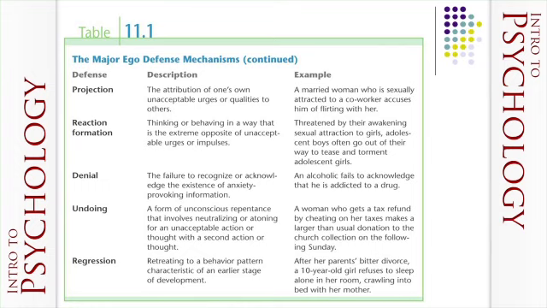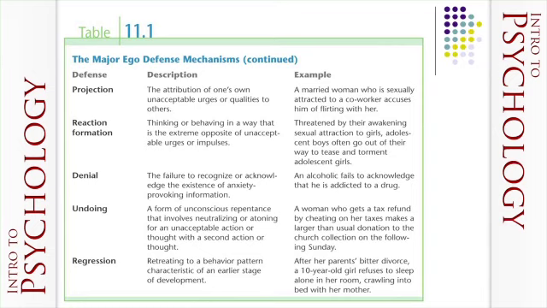Undoing, a form of unconscious repentance that involves neutralizing or atoning for an unacceptable action or thought with a second action or thought. A woman who gets a tax refund by cheating on her taxes makes a larger than usual donation to the church collection on the following Sunday. So she felt guilt that she cheated and got money back. So because of that guilt, she donated more than usual to feel compensated.